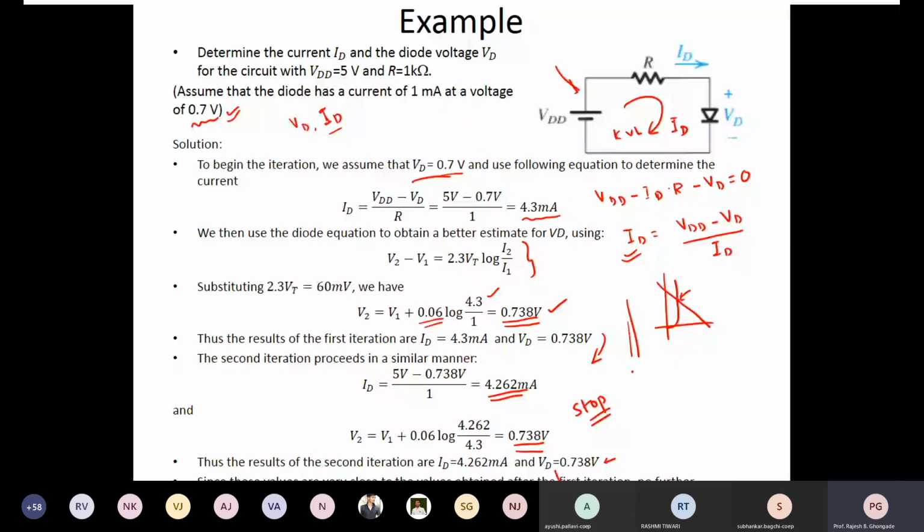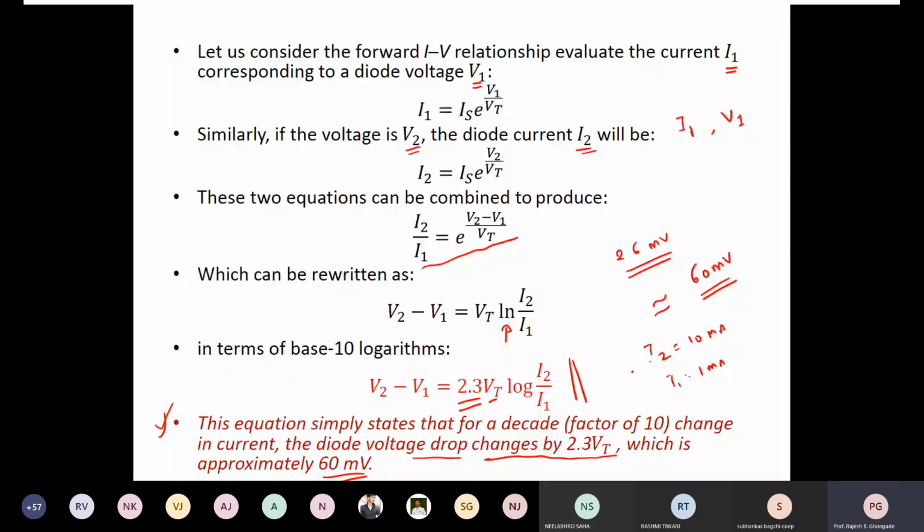Sir, in this example, how did you put 2.3 VT equal to 60 millivolts? This is the slide which you should be careful on. That is the reason why I discussed everything right in the beginning before using it. You have seen the derivation.